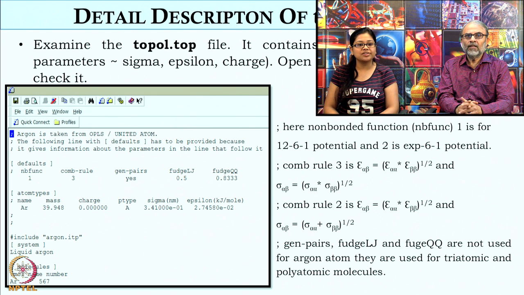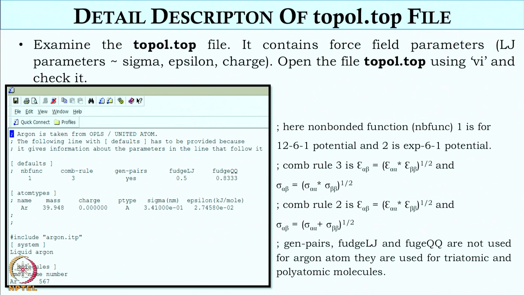The next one is generate pairs. These are not used in the case of a monoatomic molecule, but are used in the case of polyatomic molecules. When we come to water, methanol and other complicated molecules, we'll have to use generate pairs. It will generate pair interactions. The other two lines, fudge LJ and fudge QQ, are not used for the argon atom. These are used for triatomic and polyatomic molecules.